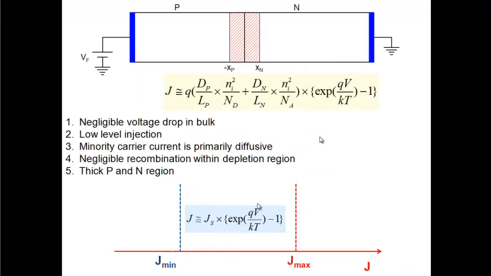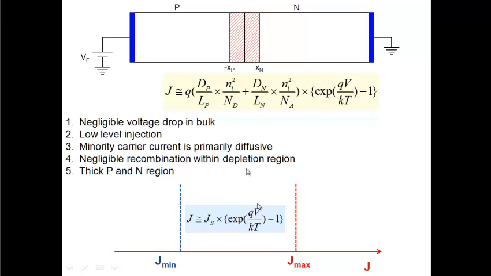All right, so let's come back. We have seen that when we derive this particular expression here for current, a number of assumptions are made, like negligible voltage drop in the bulk, low level injection, minority carrier current is diffusive, and all of that. And we said the first three assumptions basically define an upper limit on the current, how large a current you can have in the device, and still this particular equation remains valid here.